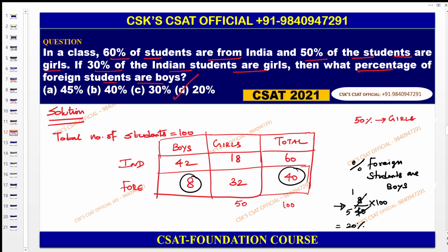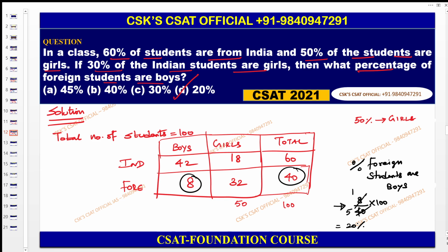Anybody having a doubt? If you're having the doubt, you can ask quickly. No doubt means we move. So how we have found out the number of girls in the Indian section? How have we found the total number of girls here?